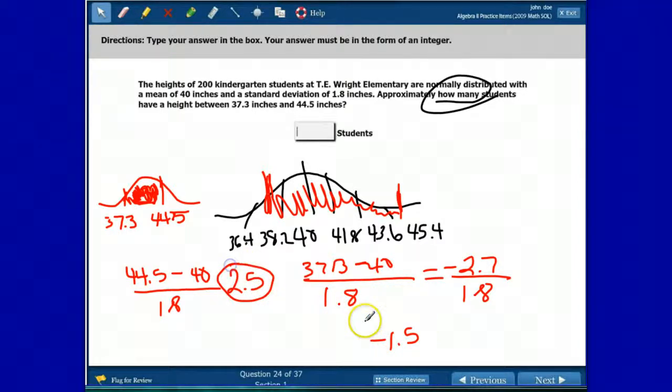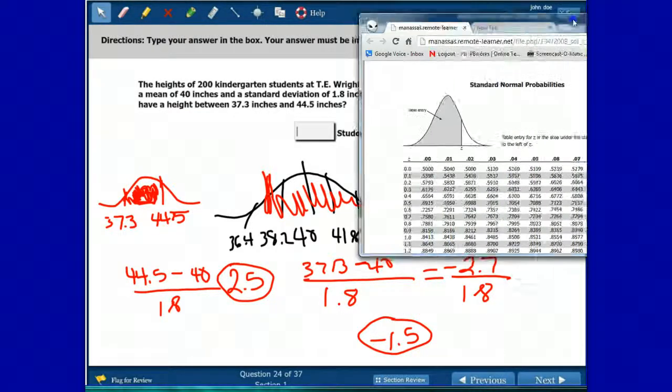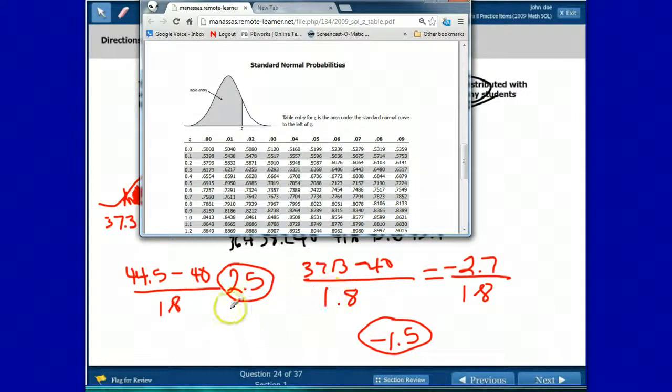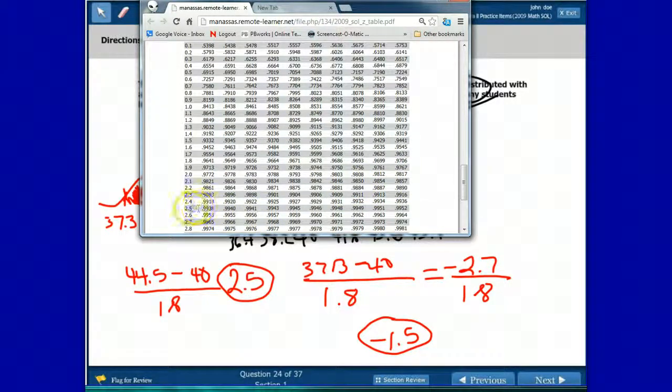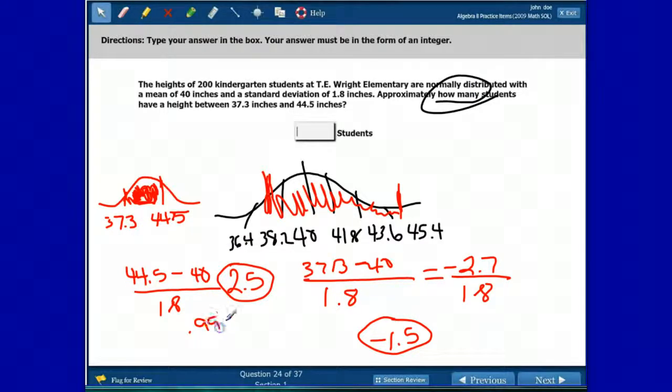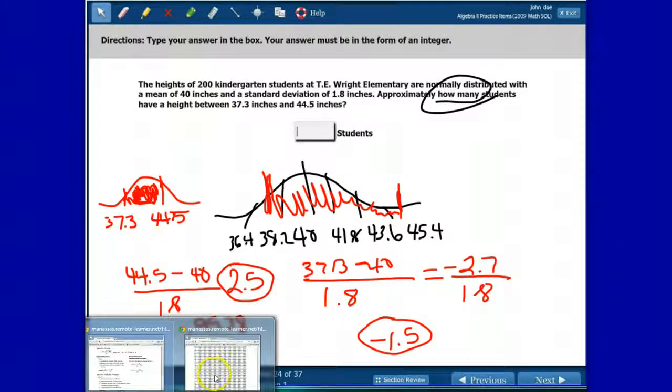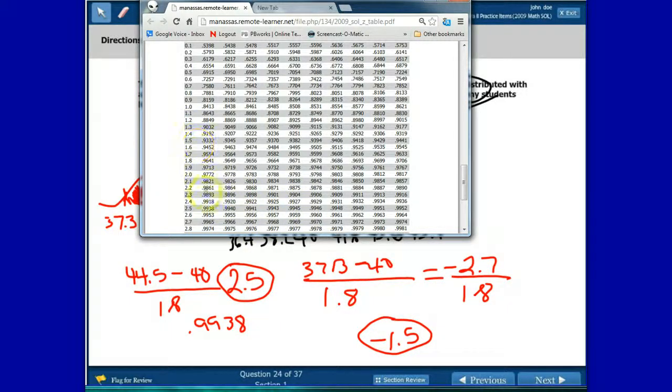So I've got to go look up those two. These are z-scores. So I'm going to grab my z-score table and look up 2.5. Since I don't have a hundredths place, 2.50 is right here, so you get 0.9938.